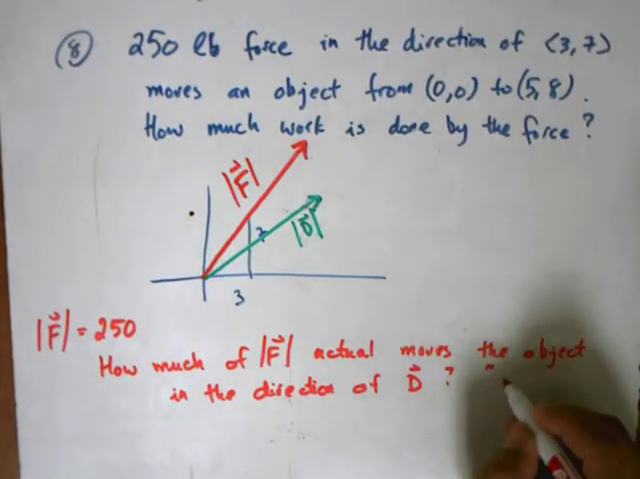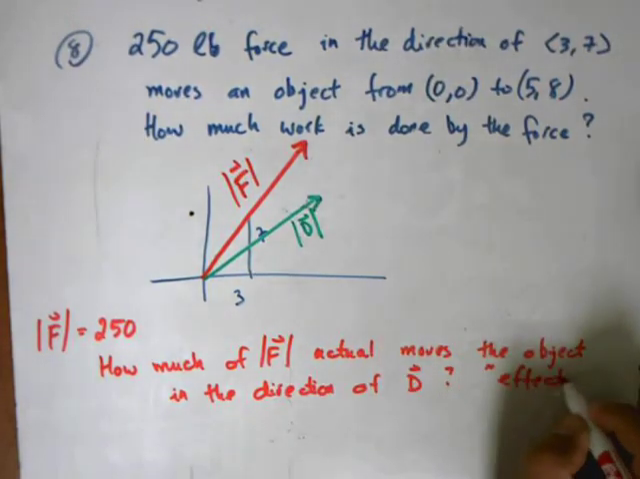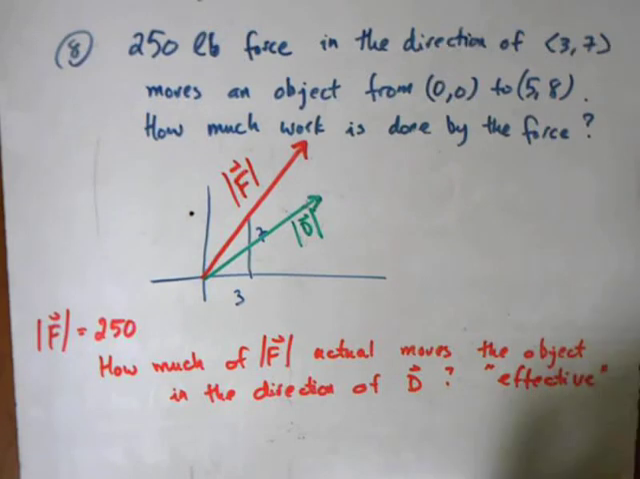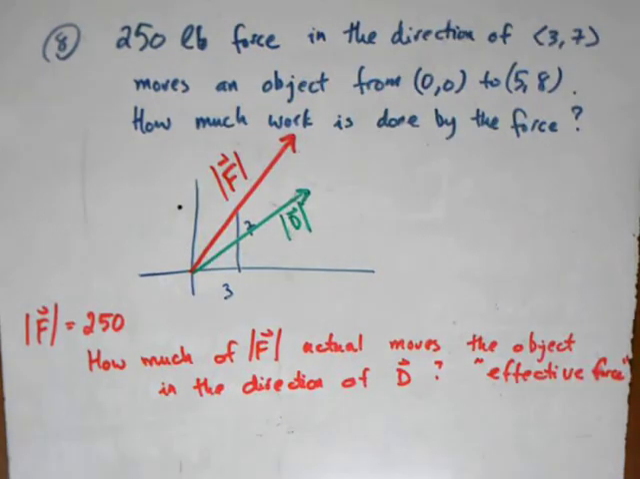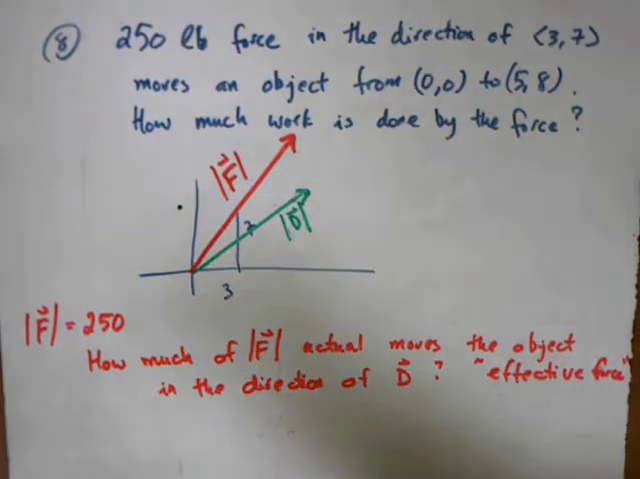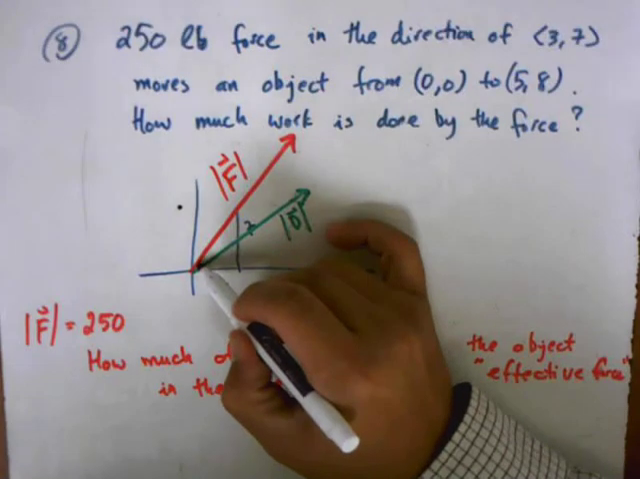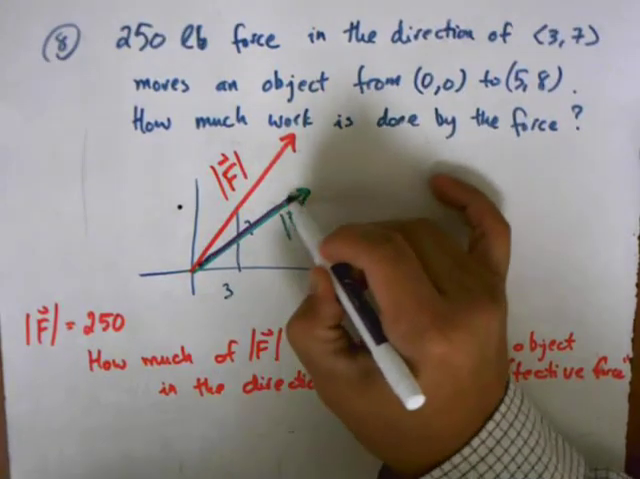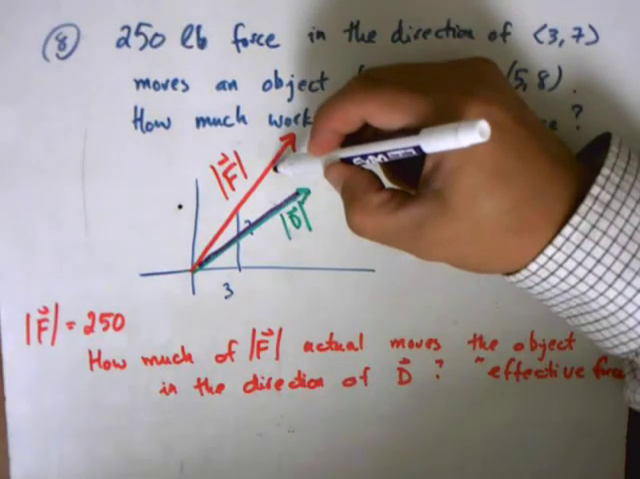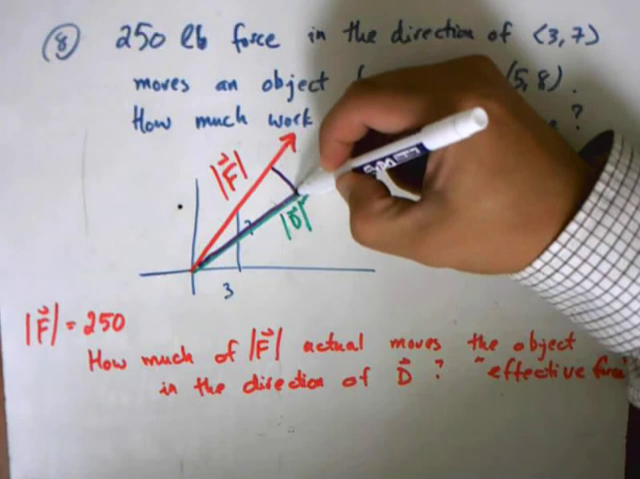In other words, that's the effective force that we talked about in the previous video. Effective force. Okay. So what we are looking for here is this vector here. So we form a right triangle between the effective force and the direction of movement.